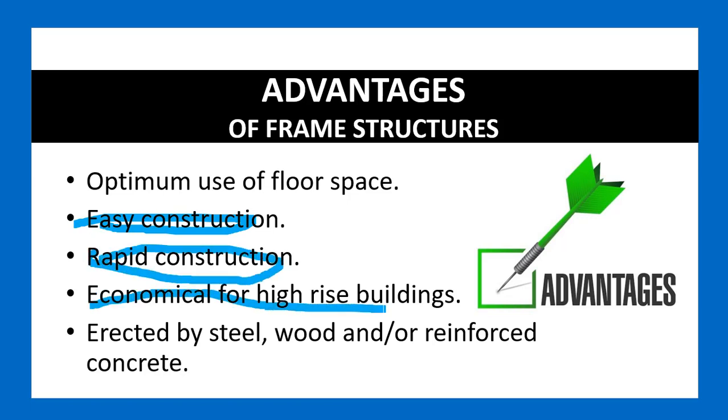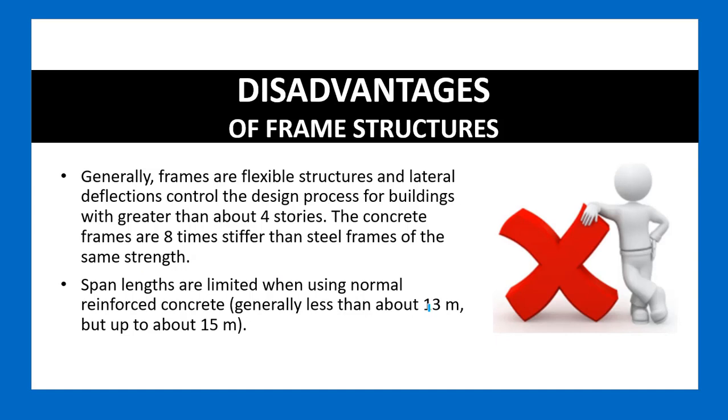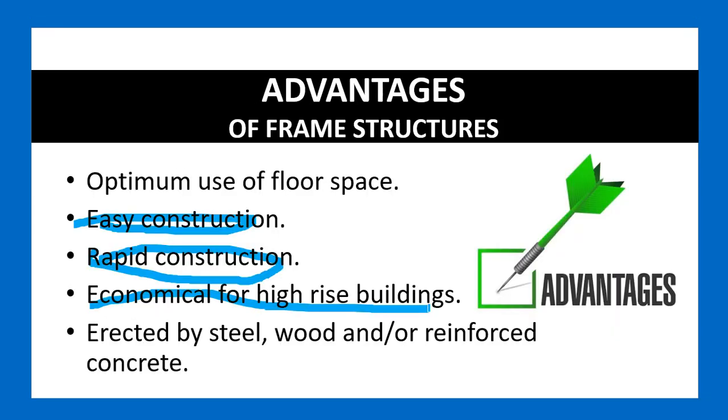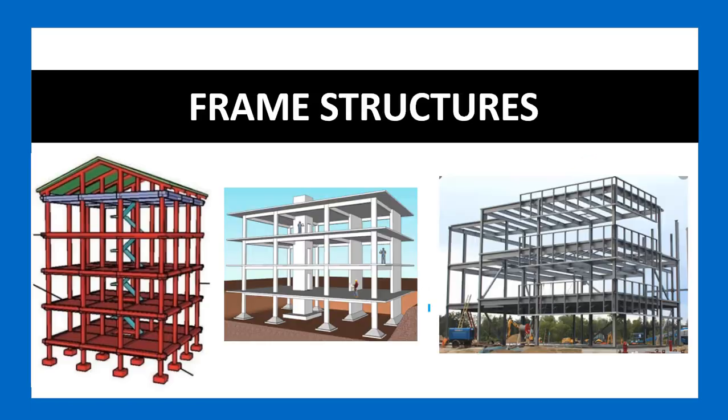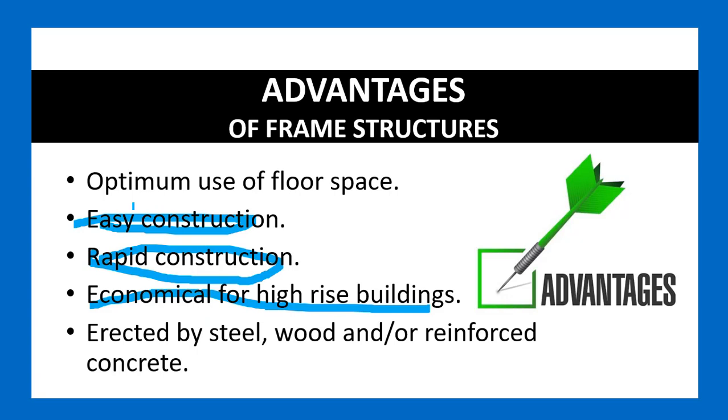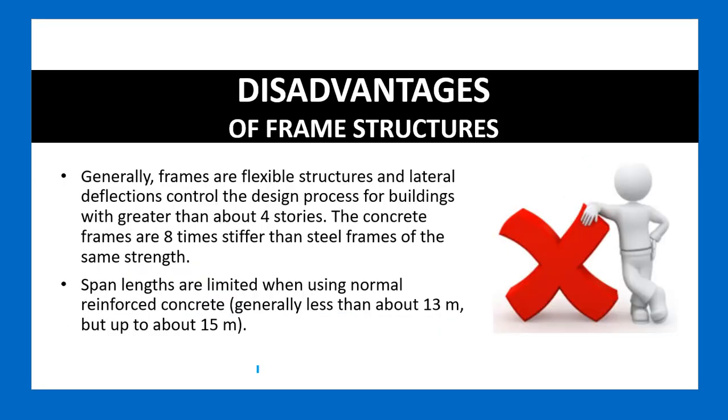Dia economical for high rise building. Why is it economical? Sebab if you have a high rise building, then the plan would just be the same. So it's like you just duplicate saja. First floor, second floor, third floor, semua sama saja the frame building. If you can see here kan, the first floor sama, second floor sama, third floor sama, so it's all just the same. Jadi dia economical in that term. Okay, and it could be erected by steel, wood, ataupun reinforced concrete. So these are the advantages.